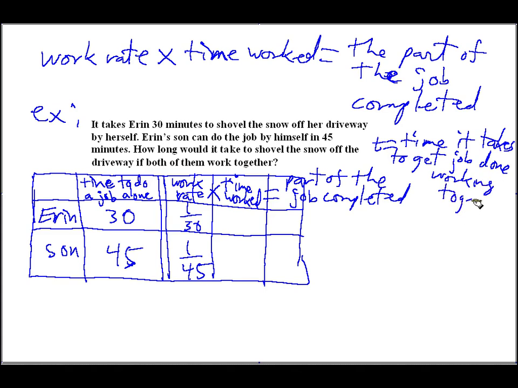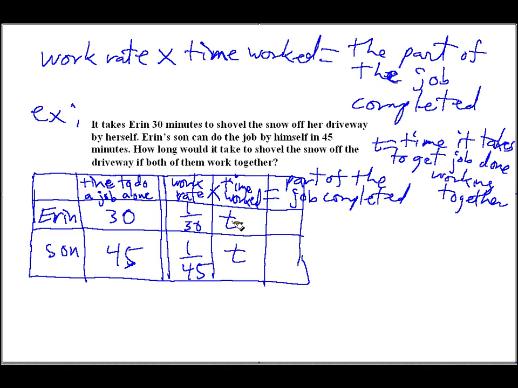together. Again, let's be clear on what the variable stands for, right? We're saying let T be the time it takes to get the job done working together. In other words, if Erin and her son each work for 10 minutes and the job gets done. Again, this answer should be less than 30, as I mentioned earlier. So we're saying Erin puts in T minutes, her son puts in T minutes, job gets done.